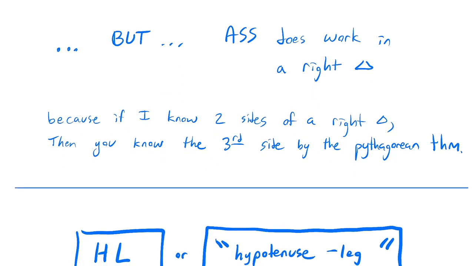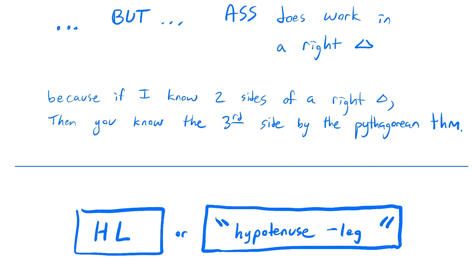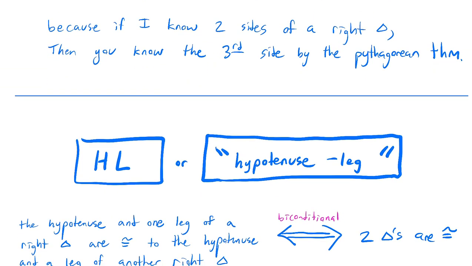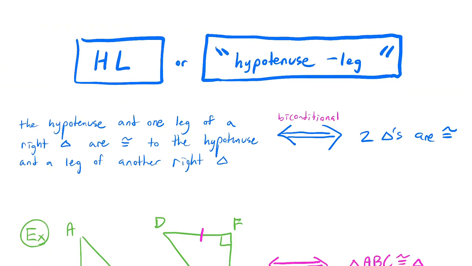But then a little loophole. But ASS does work, does it? What? I just said no. So don't get confused here. ASS does not work. However, when it's in a right triangle, if we know two sides in a right triangle, we can use the Pythagorean theorem, which only works in a right triangle, to get the value of the third side. So actually, in a right triangle, it does work.